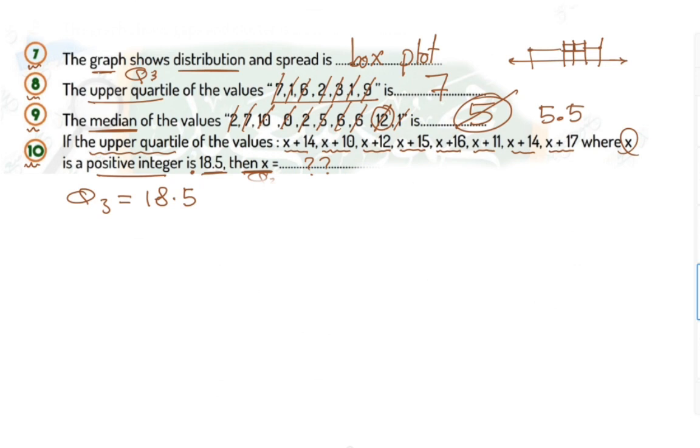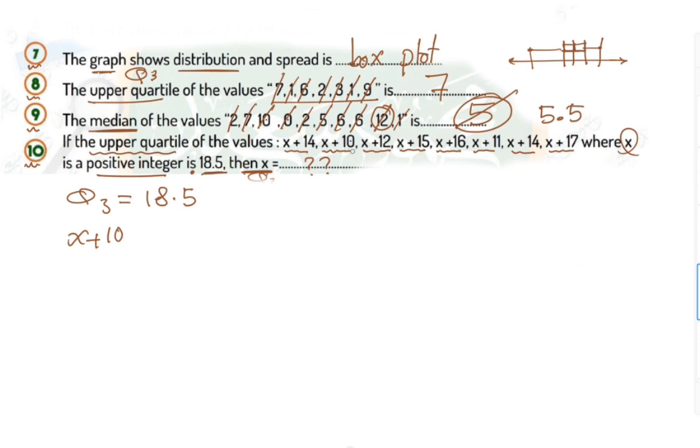Okay. Now you have some values and we're talking about the upper quartile. Now I need to first do what? To arrange them ascendingly. How to arrange them ascendingly? I have just one x, but x plus what? x plus 14, of course, is greater than x plus 10, or x plus 10 is less than x plus 15. So, where is the smallest value here? Of course, x plus 10. So, x plus 10 is the first value.